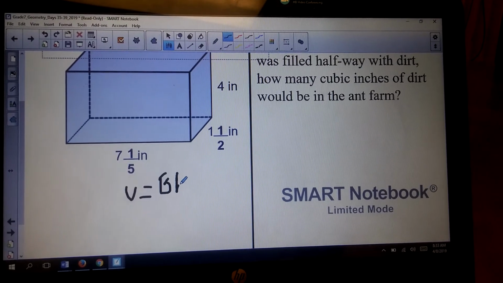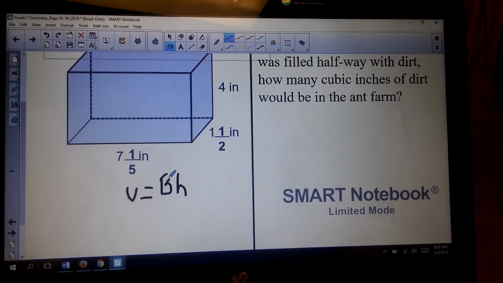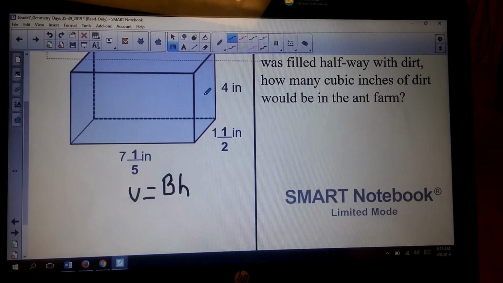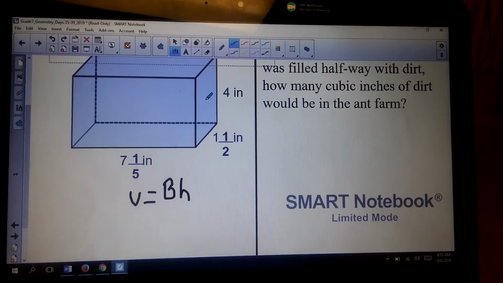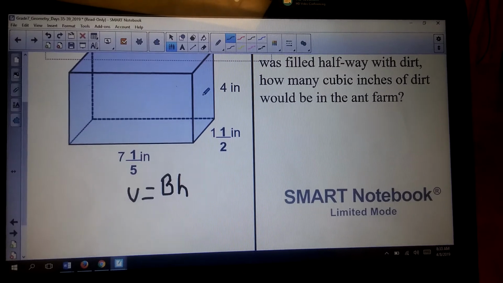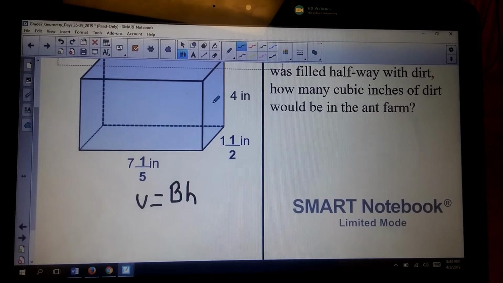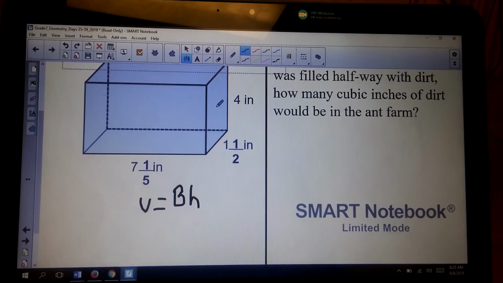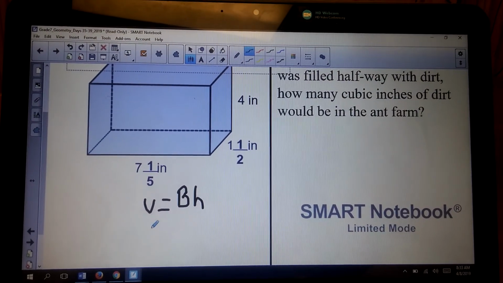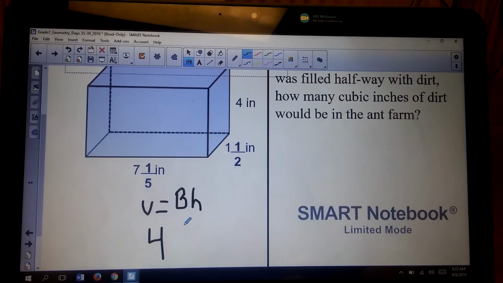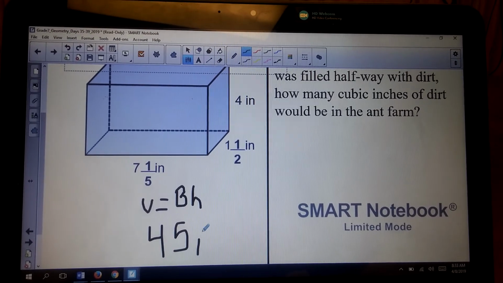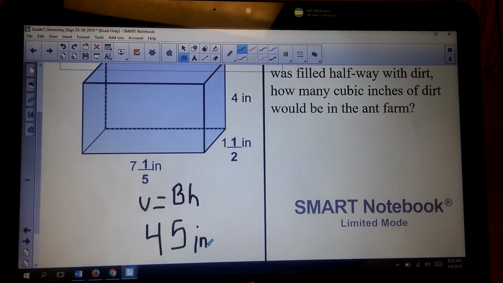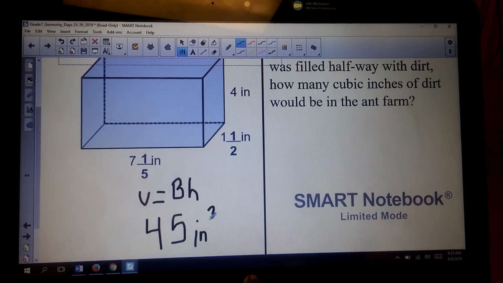And in this case, the base of this figure is this rectangle on the side. So to find the volume of this, you would do 4 times 1 1/2, that would be the area of the base, times the height, and it would give you 45. So the volume of this figure would be 45 cubic inches, or inches to the third power.